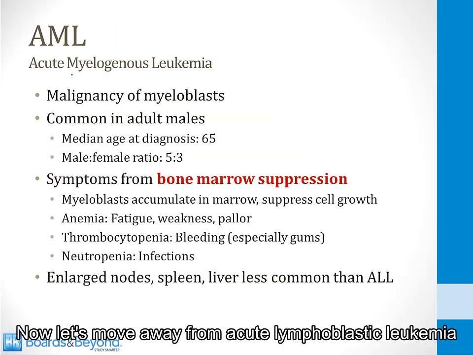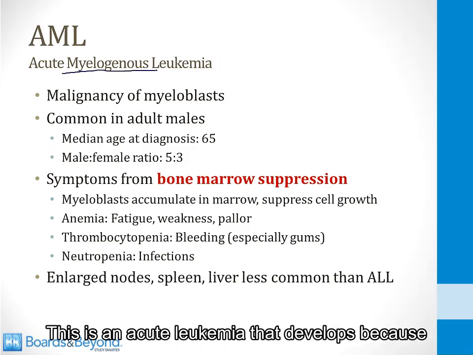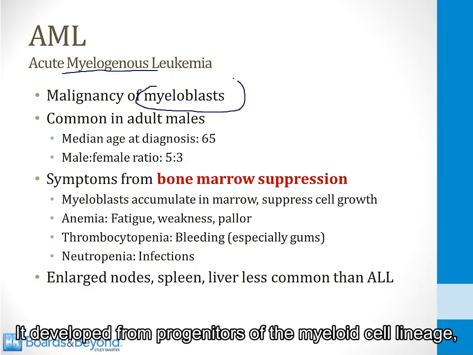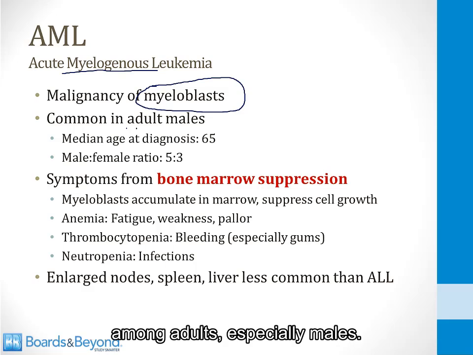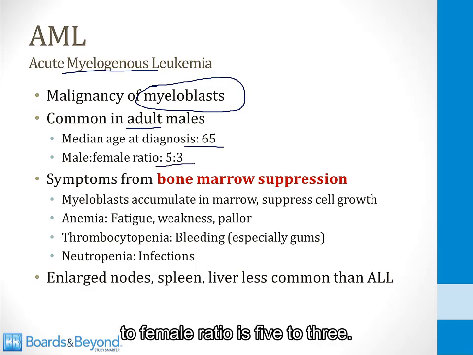Now let's move away from acute lymphoblastic leukemia and talk about acute myelogenous leukemia. This is an acute leukemia that develops because of a malignancy of myeloblasts. It develops from progenitors of the myeloid cell lineage. And in contrast to ALL, this disorder is more common among adults, especially males. The median age at diagnosis is about 65, and the male-to-female ratio is 5:3.